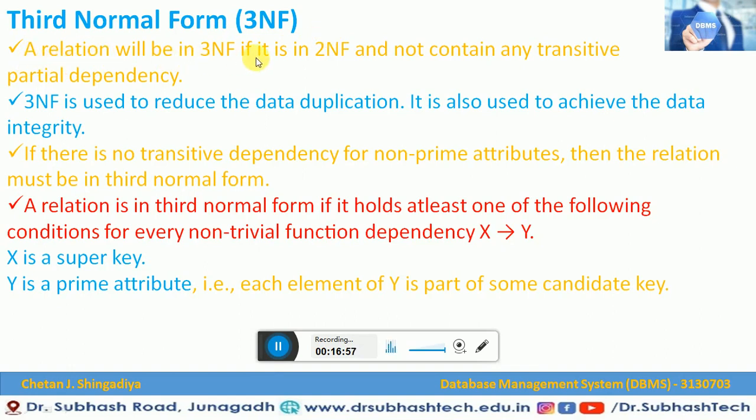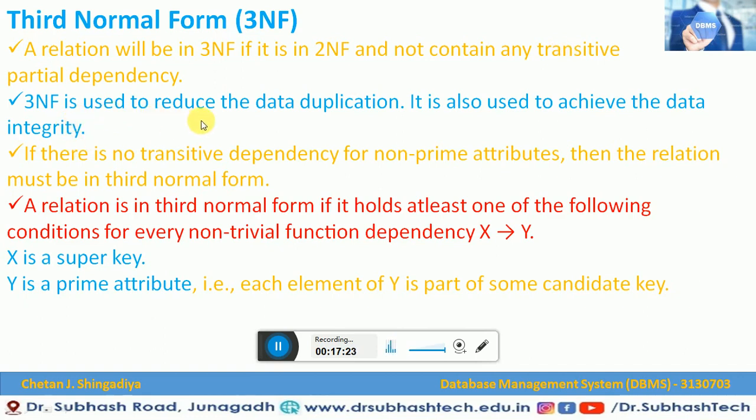A relation will be in third normal form if it is in second normal form and it does not contain any transitive or partial dependency. Let me explain once again before explaining the next line. The relation will be in third normal form if it is in second normal form and it does not contain a transitive dependency.